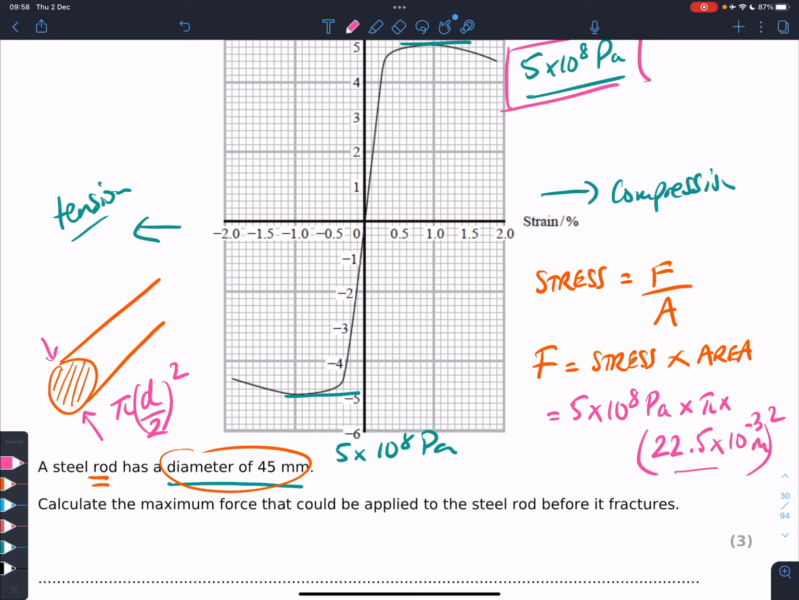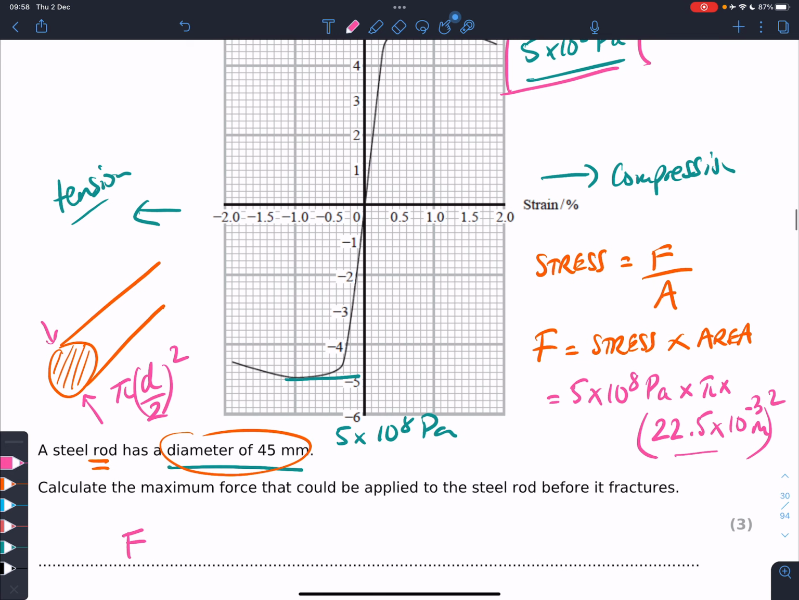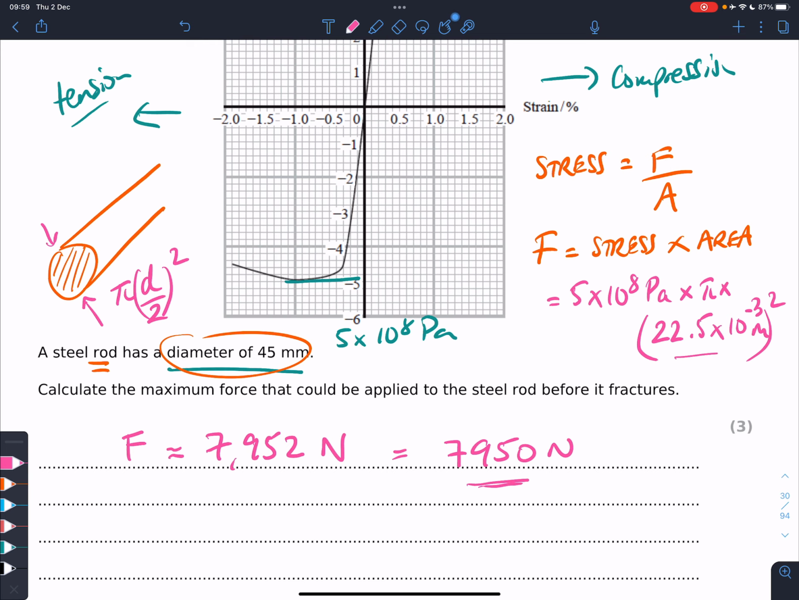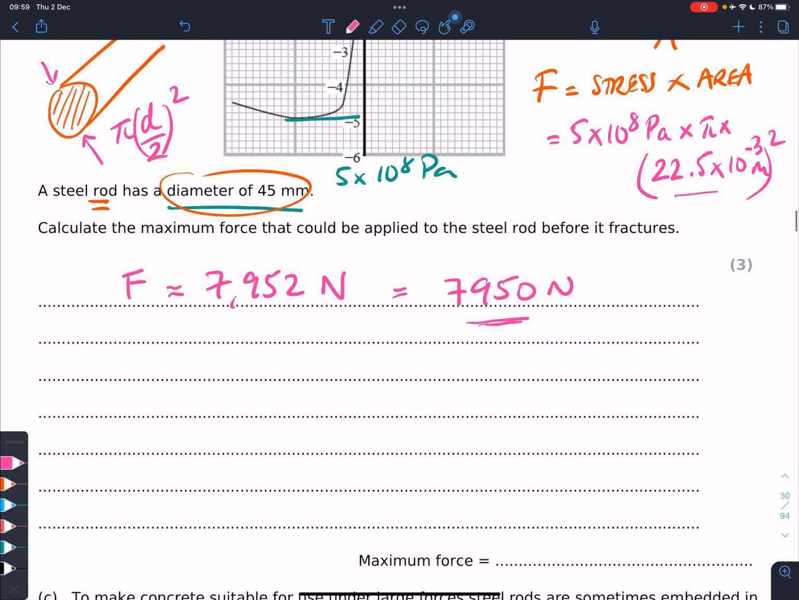So the maximum force, F, before it fractures is approximately equal to 7,952 newtons, which let's say it's about 7,950 newtons. Really, 2 is probably fine. Anyway, 2 significant figures, right?